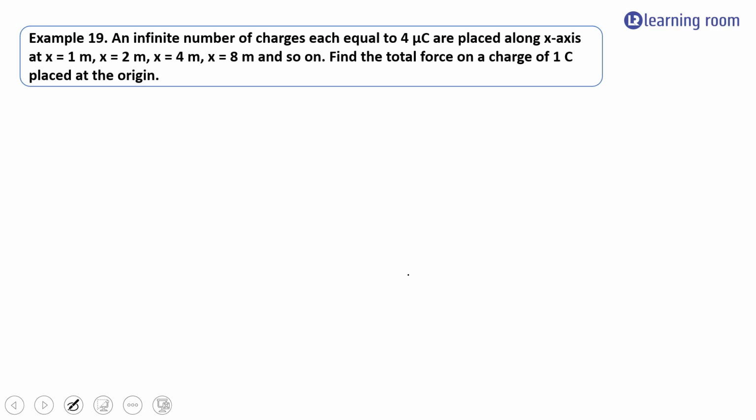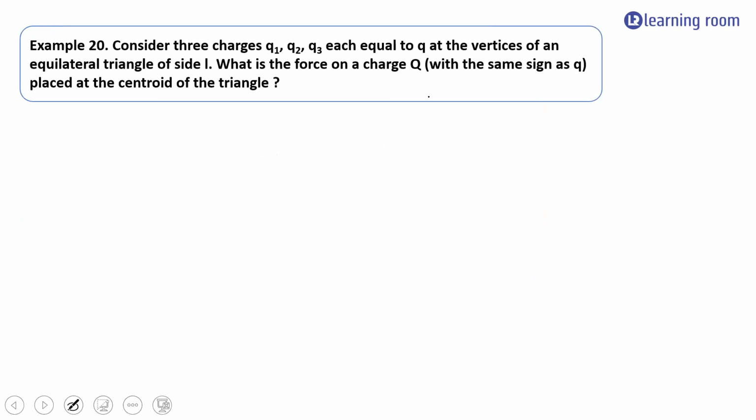So this is a slightly tricky problem. Okay, I don't want you to take stress on this because this problem you need to solve using geometric progression. Do this one, this is a textbook one. So what is the answer for this? Consider three charges Q1, Q2, and Q3, each equal to q, placed at the vertices of an equilateral triangle of side a. What is the force on charge capital Q with the same sign as that of small q placed at the centroid of the triangle?